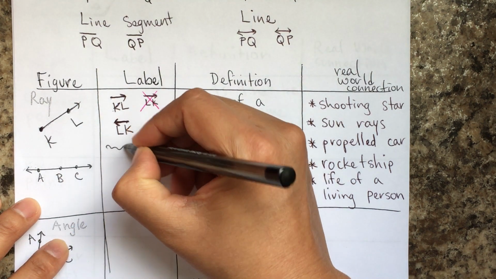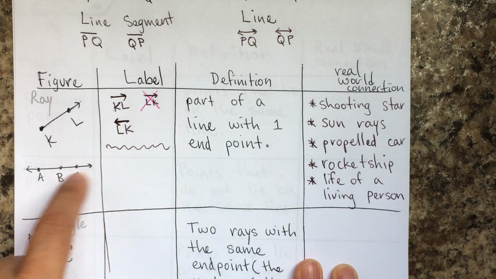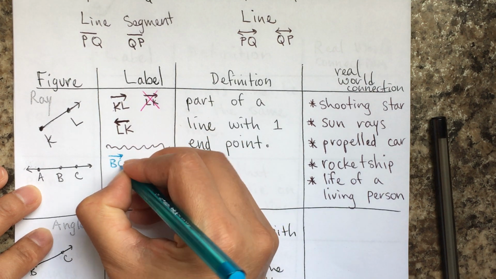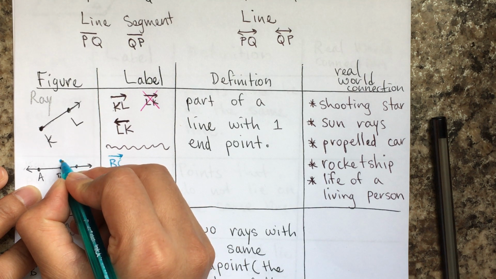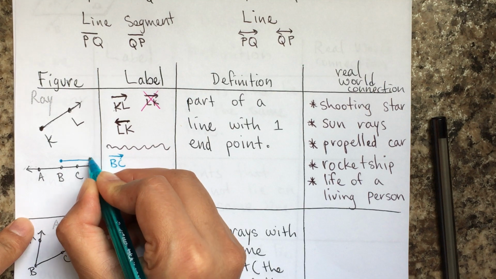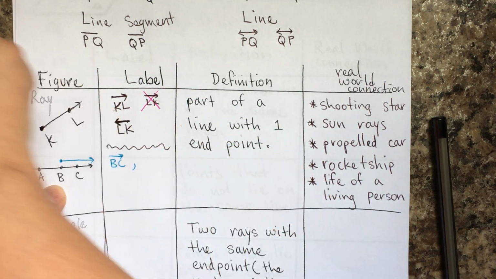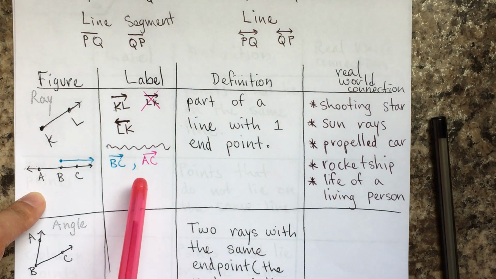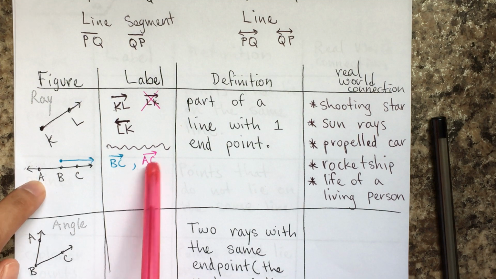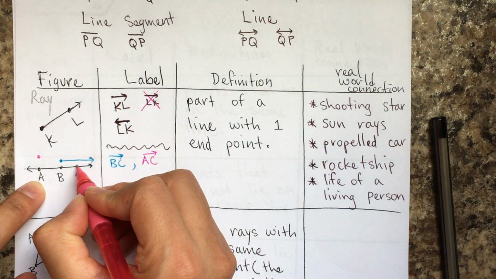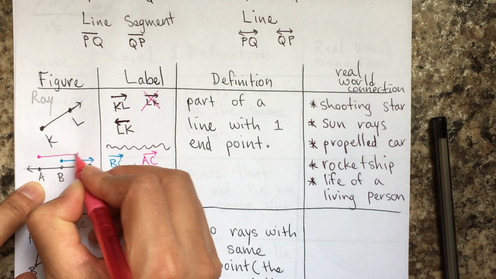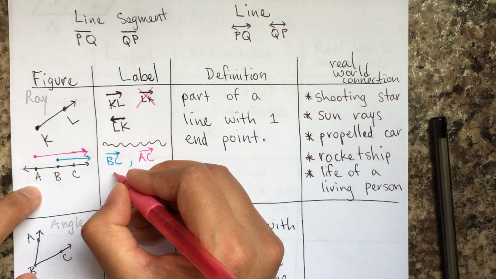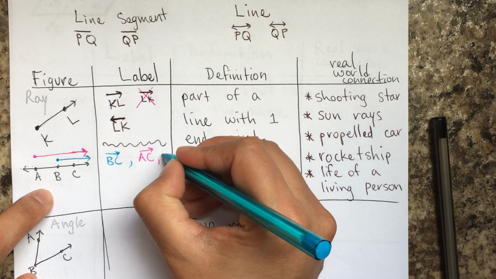Okay, so from this section right here, I want you to label some rays. Okay, if I say ray BC, it means it begins on B and it continues towards C and past that. Another ray that we can see is ray AC. So it means it begins on A and it goes towards C, which is right here, and past that. That's what it means. Okay, so we also have ray BA.